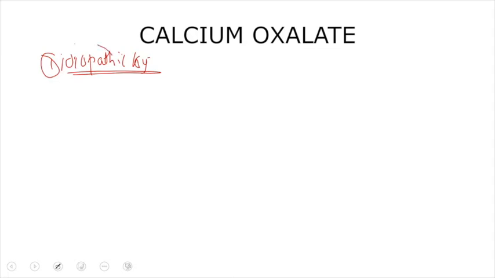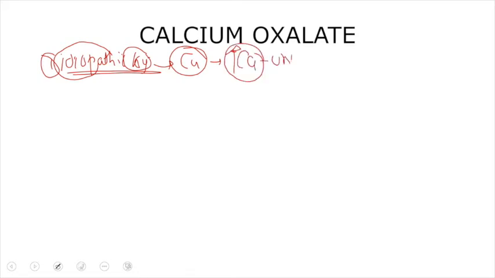So the term itself says idiopathic hypercalciuria. In this patient, when we see the serum level of calcium, it is absolutely normal. But due to unknown reason, this patient usually excretes more, or filters more, calcium, and that will manifest with increased calcium level in the urine. In fact, idiopathic hypercalciuria is the most common cause of renal stone, or the most common cause of calcium oxalate stone.